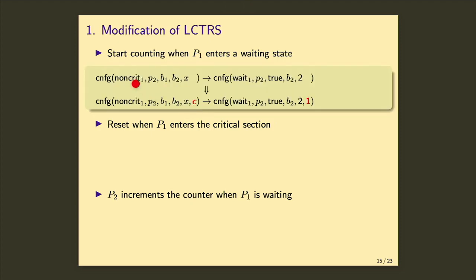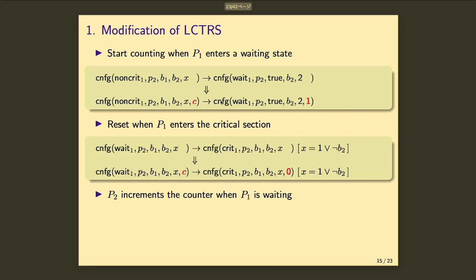So this is the original rule, and we introduce a counter C. And C is set to 1 when process 1 starts waiting. And then we reset the counter when P1 enters the critical section. So this is the original rule, introducing C, and C is set to 0 when process 1 enters the critical section.